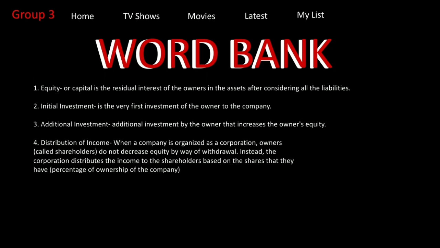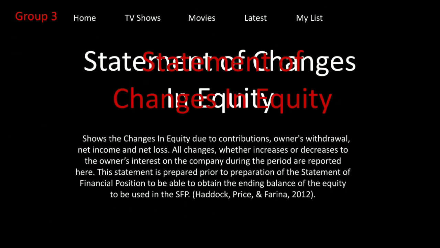And last, distribution of income. When a company is organized as a corporation, owners called shareholders do not decrease equity by way of withdrawal. Instead, the corporation distributes the income to the shareholders based on the shares they have, their percentage of ownership of the company.